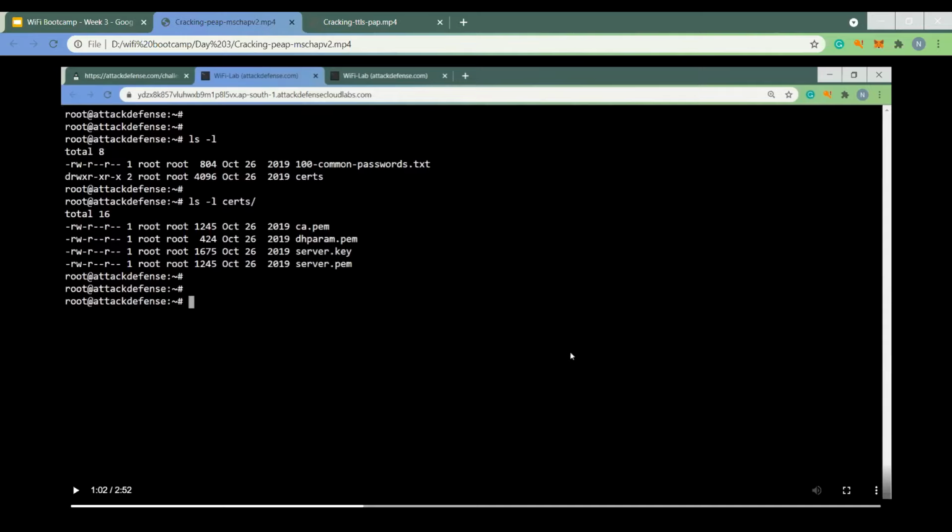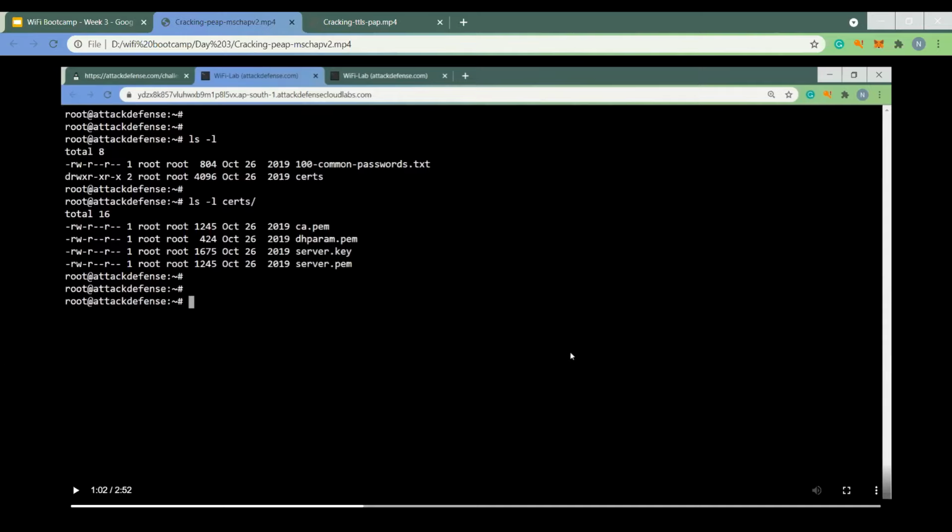So the server key and server certificate are the combination that you will need, because if you don't have the key, you cannot really use this. So we have provided these to you here in this case. If these are not given, you can always use OpenSSL to generate these.